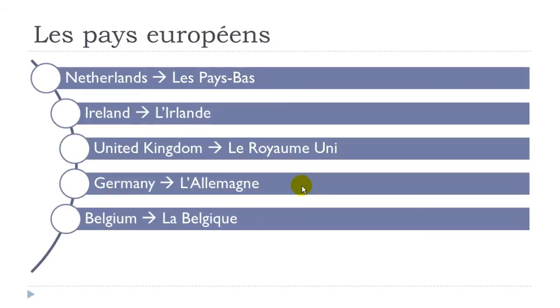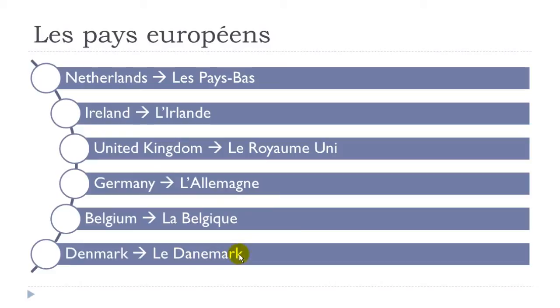La Belgique. Remember, Q, U, E here. You will get only the sound K, Belgique. It's not Belgique with a different ending, not at all, because it's only the K. Le Danemark, so same sound here, this K and this Q, U, E produce the same sound. Belgique, le Danemark.